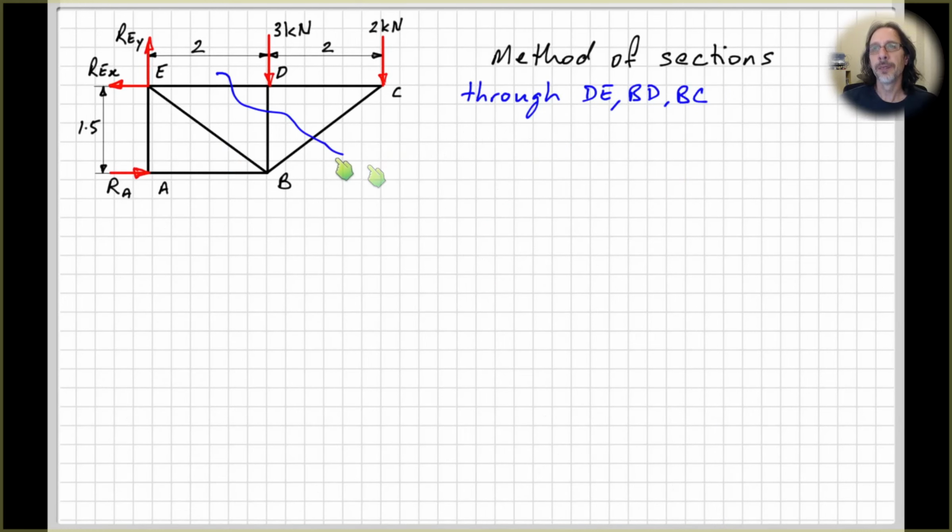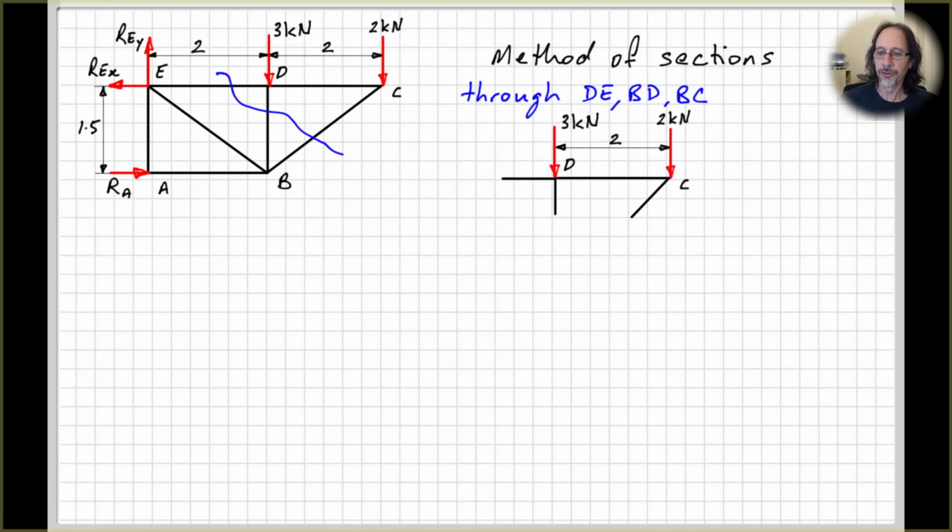So I said in deciding where to take a cut for our method of sections, take a cut through 3 members and then draw your free body diagram. So here we could take a cut this way and still cut through only 3 members. Right, so let's do that and see what happens.